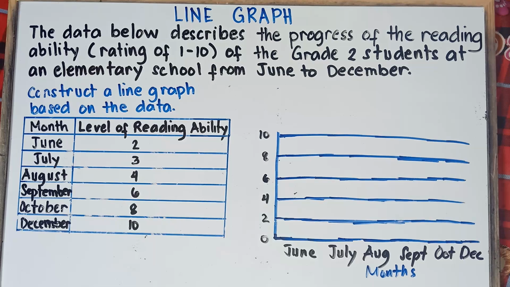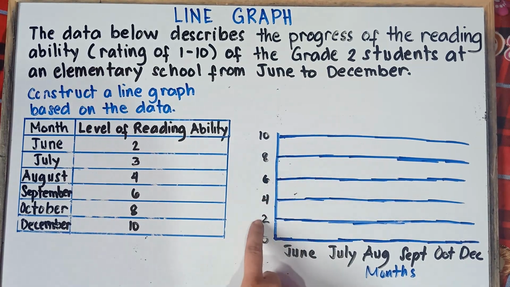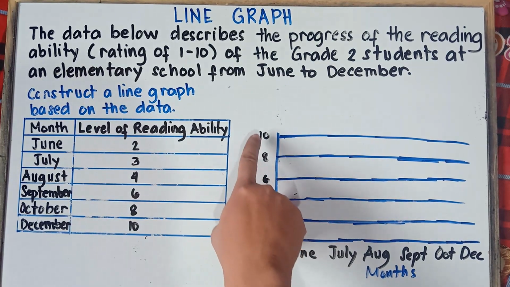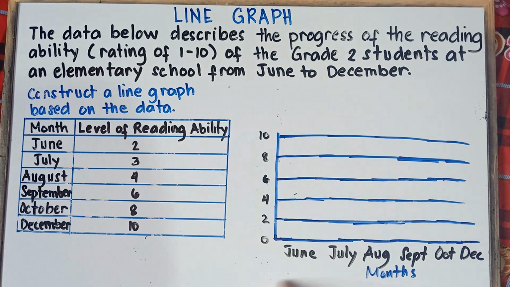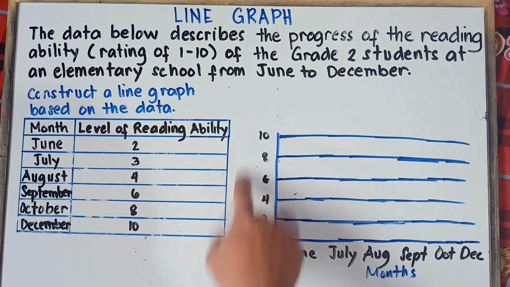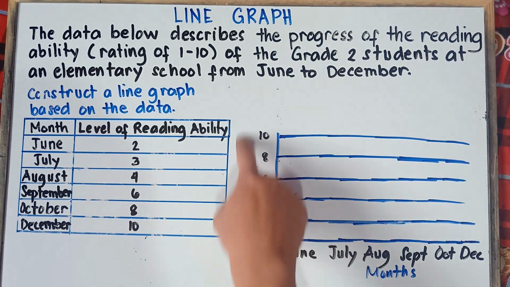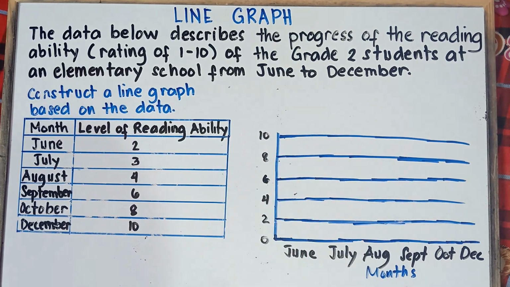Alright, so we have 0 to 10. So 0, 2, 4, 6, 8, and then 10. And this will be our categories. Once again, on the horizontal line, that would be months, and this one, class, this will be our level of reading ability, and this will be the frequencies.